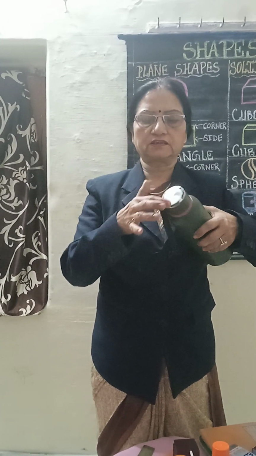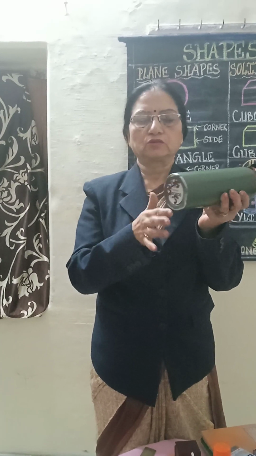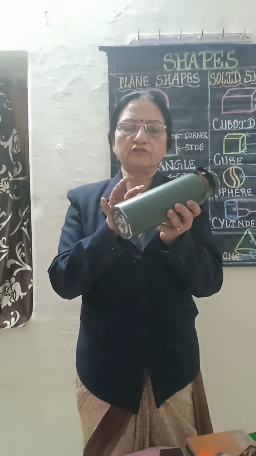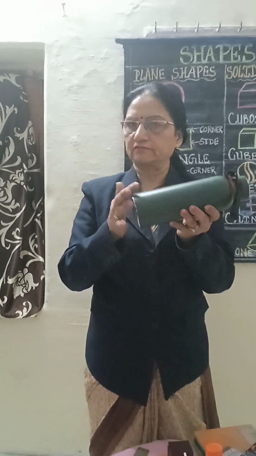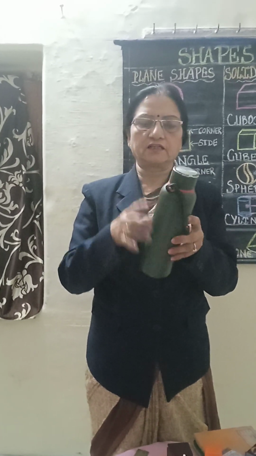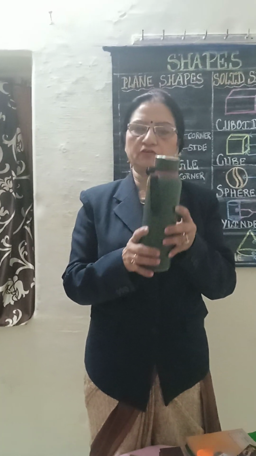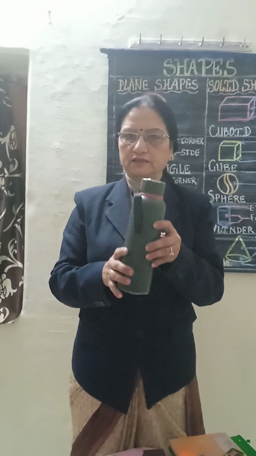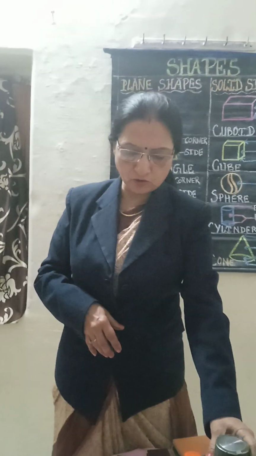And edges. This is called the edge. This is one edge. This is the second edge. So 2 edges are there. 3 faces, 1, 2, 3 and these 2 edges are there. And no vertex is there. In the cylinder, no vertex is there. So in the cylinder, 3 faces and 2 edges are there. Understood all of you?